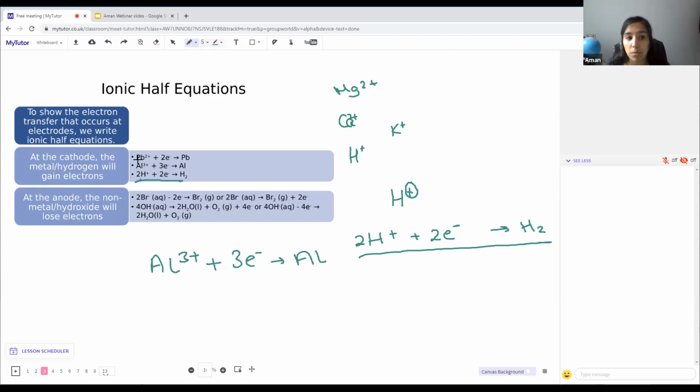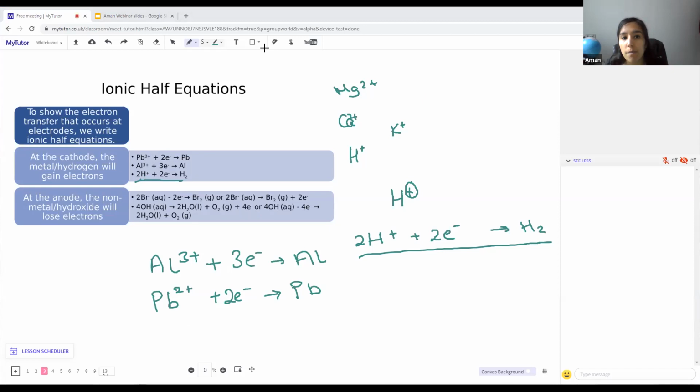The other example on here is lead. Lead forms a 2+ ion. That means it needs to gain 2 electrons to become lead metal, which is neutral. Any questions on those? So that's what happens at the cathode. So cathode means negatively charged electrode. It's just a fancy term for negatively charged electrode.